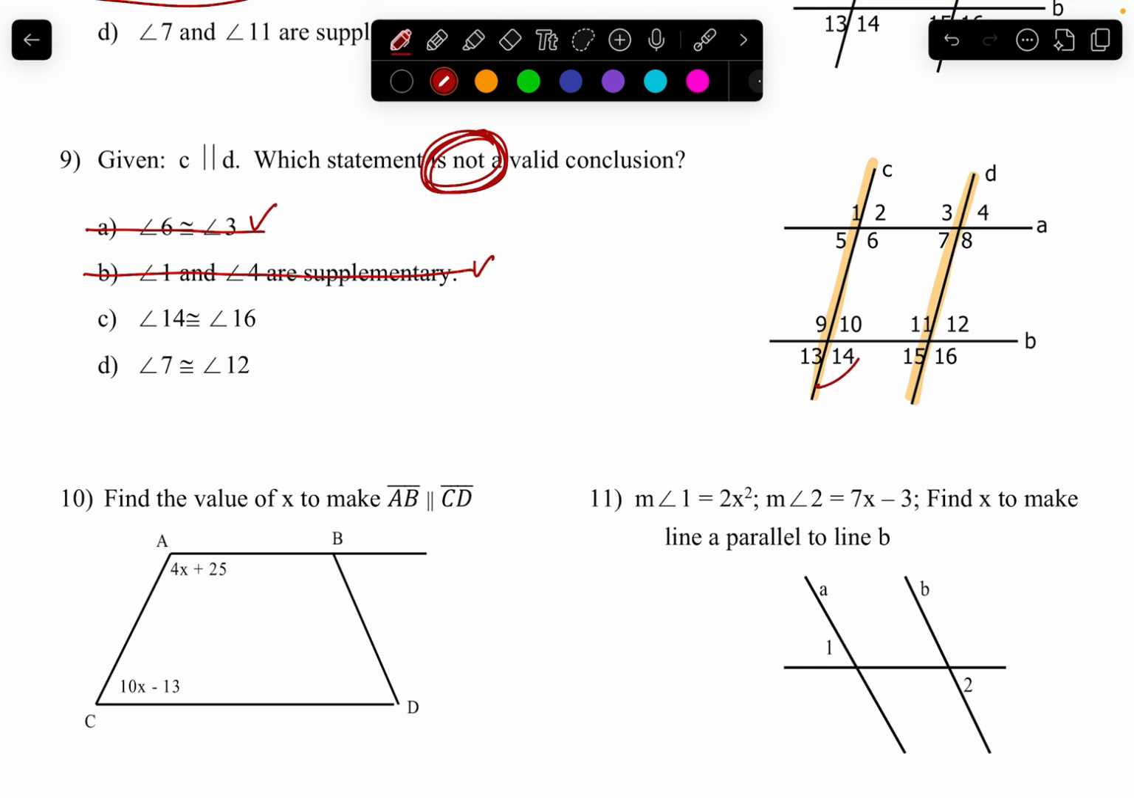14 and 16. Here's 14, here's 16. They share line B, which means that C and D are the parallel lines, which is true and not what I'm looking for. So then we've got 7 and 12. Here is 7, here is 12. They share this line, which means that line A and B would have to be the parallel lines, which we don't know in this example. So therefore, D will be the correct answer for this problem.